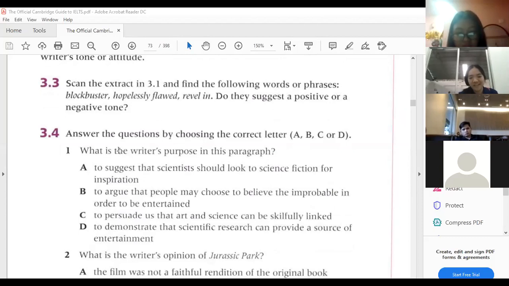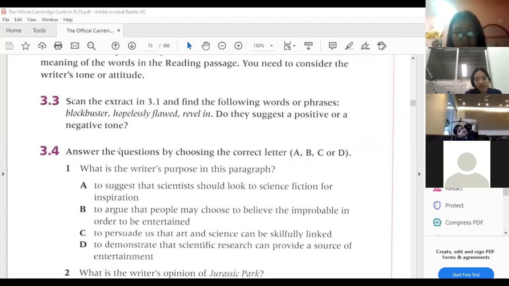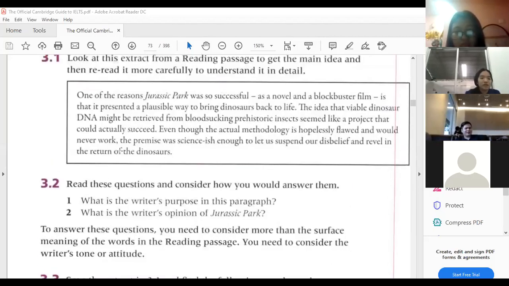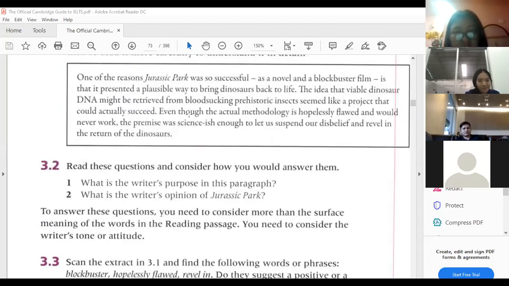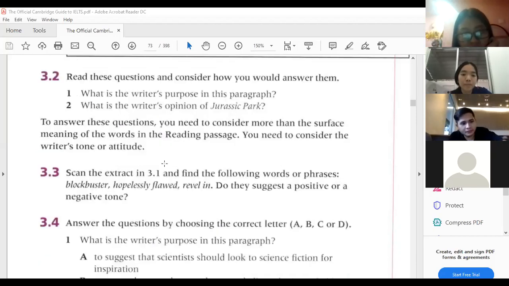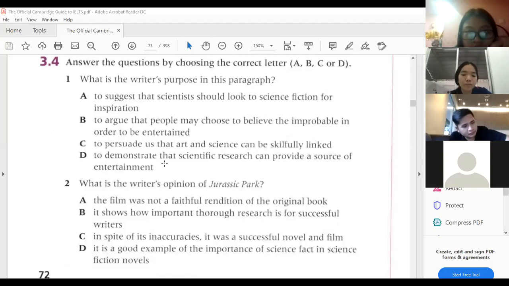B, to argue that people may choose to believe the improbable in order to be entertained. And D, to demonstrate that scientific research can provide a source of entertainment. B or D? B. Very good. B, to argue that people may choose to believe. The last line right here. So after we watch that movie, we suspend our disbelief and think that there might be a return of dinosaurs. Very good.